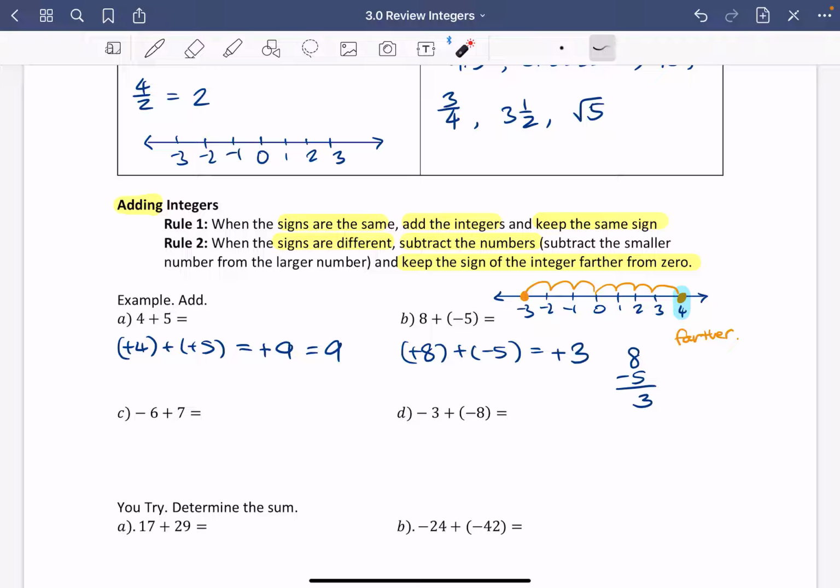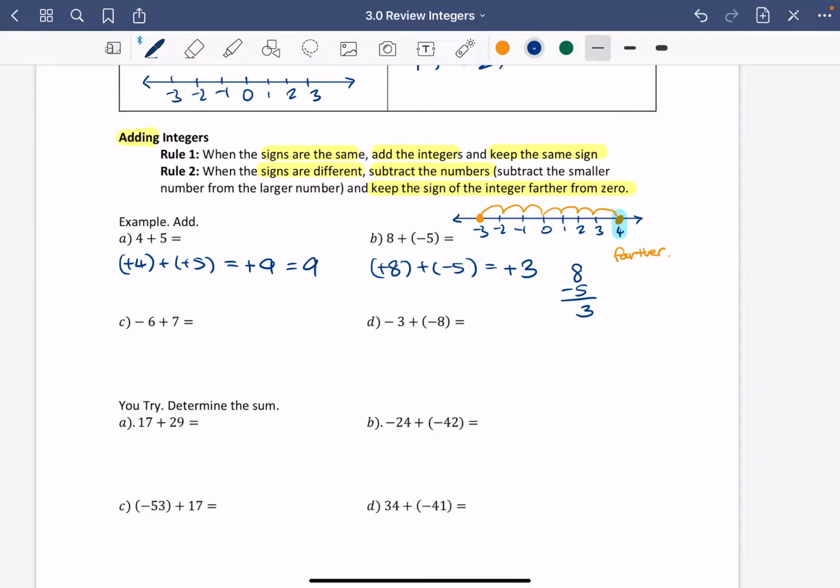Okay, so basically, if you ignore the positive and negative sign, whichever number is bigger will be further from 0. Okay, just like these two. If you ignore the sign, the negative and the positive, 4 is bigger than 3, and so 4 is further from 0.